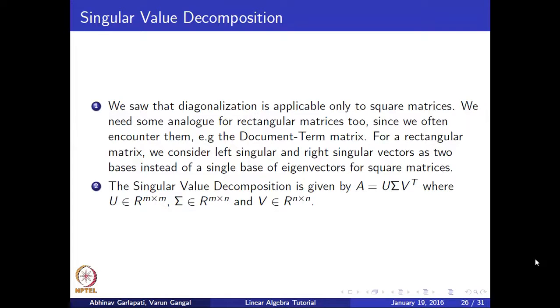For a rectangular matrix A of size m cross n, we can represent it in terms of the eigenvectors of AA transpose and A transpose A, both of which are square matrices. This is known as the singular value decomposition. A is represented as U sigma V transpose, where U is an m cross m matrix, sigma is an m cross n matrix, and V is an n cross n matrix.